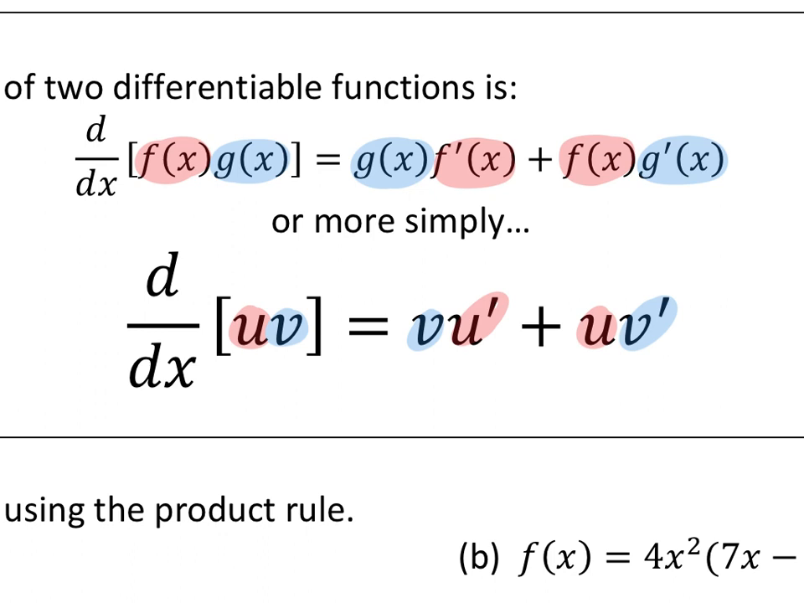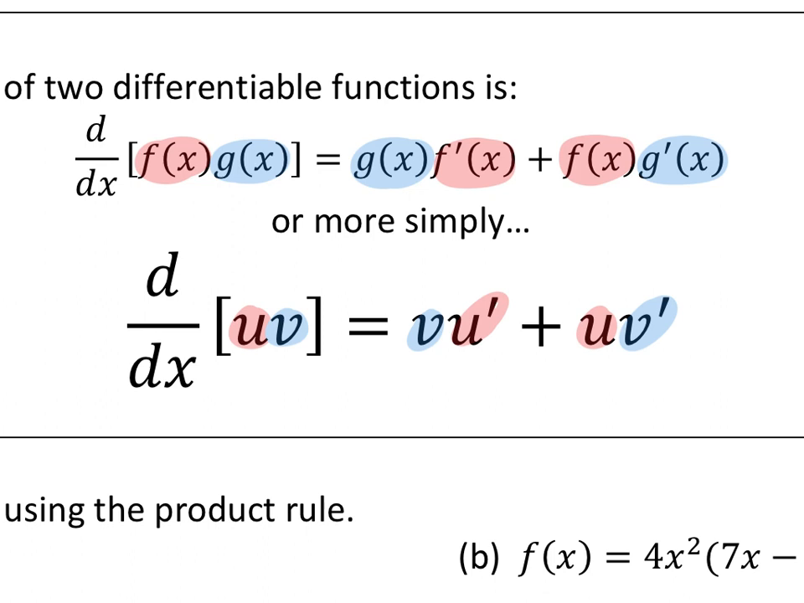The way I remember this, product is plus, the v's are on the outside. Okay, v u prime plus u v prime means that we're going to have to find the derivative of each part and then combine them into a larger derivative.